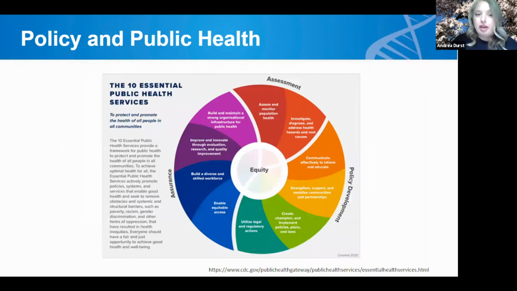And so we all know that policy is a significant component of public health. You can see that in this pictorial representation of the 3 core public health functions, which include assessment, policy development, and assurance, as well as the 10 essential public health services. The essential services really outline a number of ways that we can all become involved in policy development, including informing policy and educating policymakers about important topics, supporting and mobilizing communities to support various policy initiatives, by creating, championing, and implementing policies, plans, and laws that can impact health.